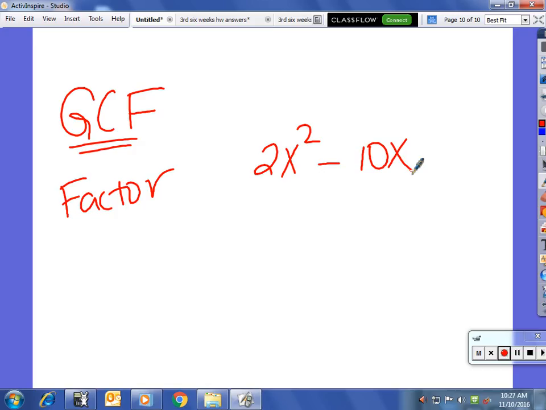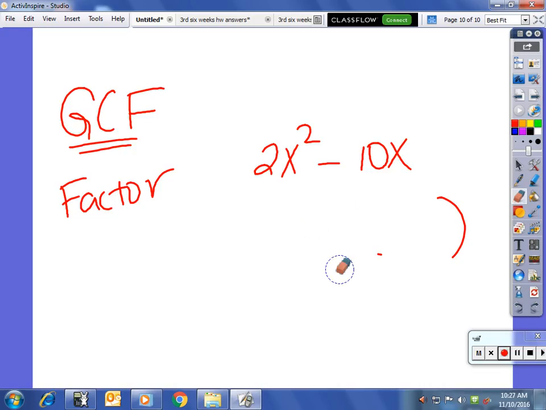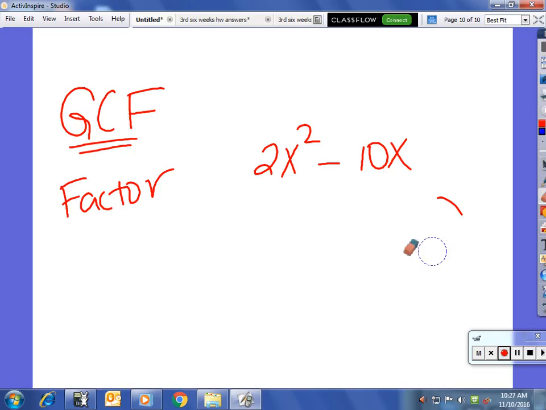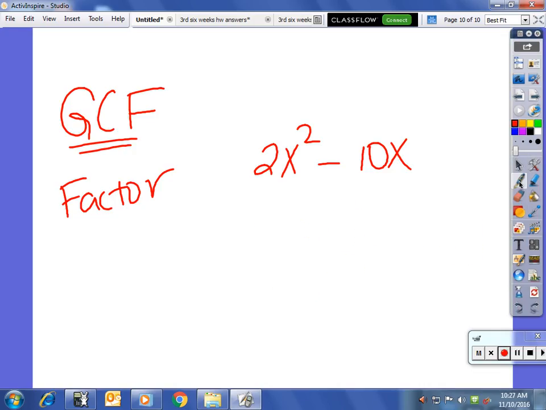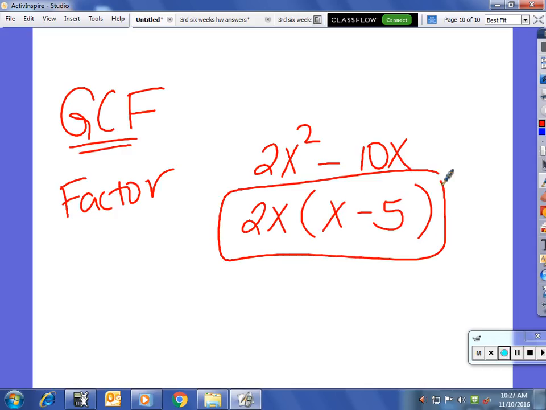Sometimes GCF is all you can do. This is not going to factor into 2 binomials like normal. This is going to factor into a GCF times whatever is left. So if you're missing the c value, usually all you can do is GCF. What is the GCF of these 2 terms? 2x. So I would factor out a 2x, and what would I be left with? X minus 5. That's all you can do on that case.